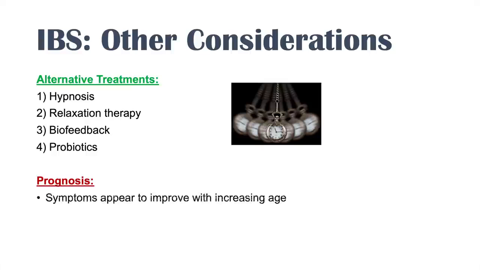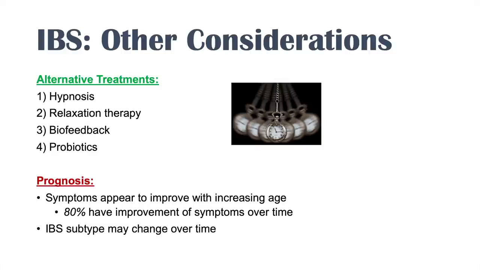The prognosis of IBS is interesting. Generally speaking, symptoms appear to improve with increasing age. 80% of individuals have improvement of symptoms over time. The IBS subtype itself may actually change over time. So an individual might have IBS with constipation and then switch to IBS with diarrhea or vice versa. And even with significant symptom burdens, individuals with IBS generally have a normal life expectancy.